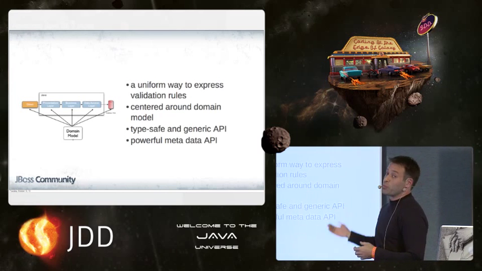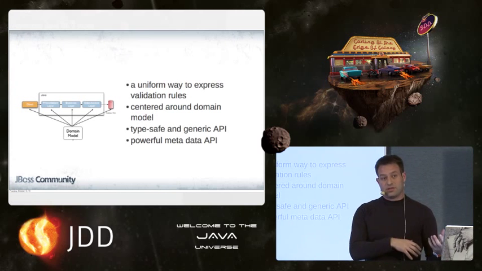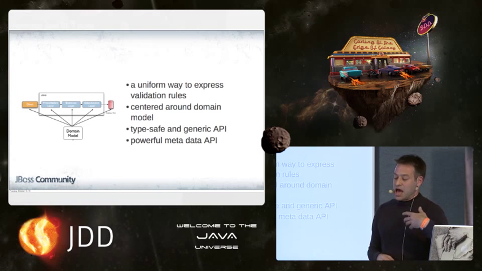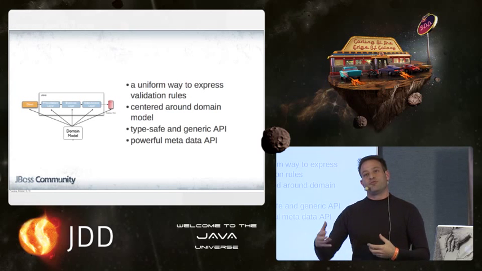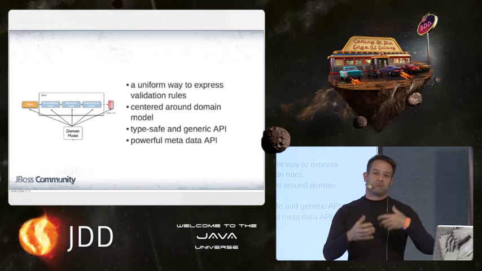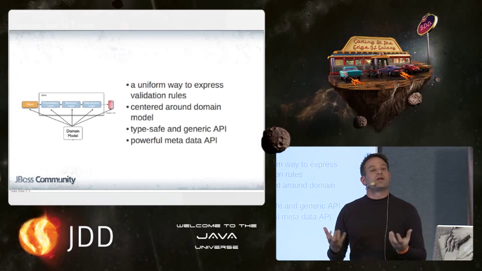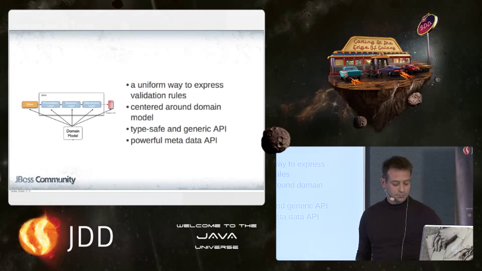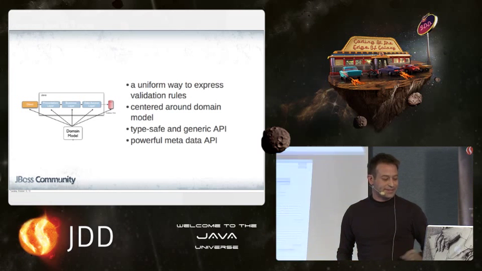It's centered around your domain model, and it has a type-safe and generic API to execute or to validate, and a powerful metadata API, so you can ask, there's a validator instance, and you can ask this validator instance, give me the constraints for a given class. And then you get a descriptor back, and you can iterate or go through this descriptor to find out what are the constraints on this domain instance or on the domain class. If you have any questions, just raise your hands.